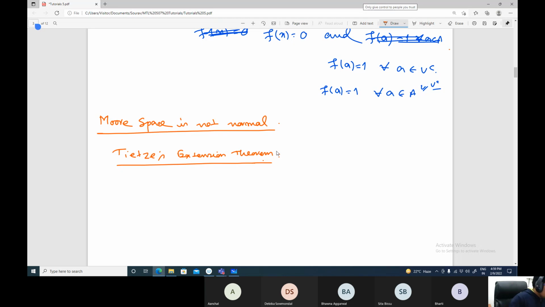I remember, but I should confirm it from your book before I give you this one. Why does the locally compact kind of thing come? We want Tietze.